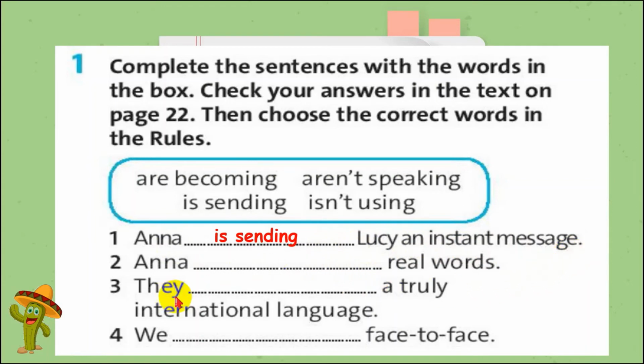Number 2, Anna blank real words. The answer is Anna isn't using real words. Number 3, they blank a truly international language. And the answer is are becoming. They are becoming a truly international language. Number 4, we blank face to face. And the answer is aren't speaking. We aren't speaking face to face.